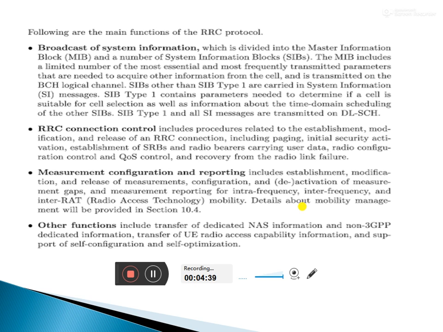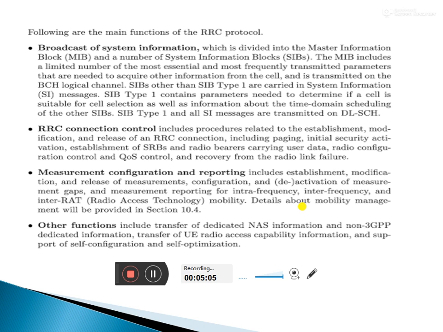What is the MIB function? What are the important messages, meaning what information is there? That information we have to transmit by the logical channel. Some parameters are essentially transmitted, and according to those parameters the BCH channel is working.